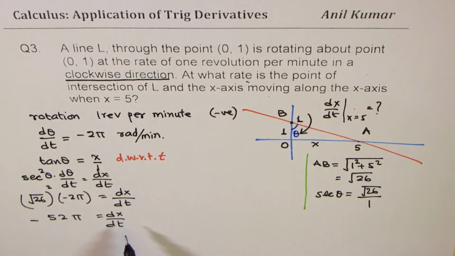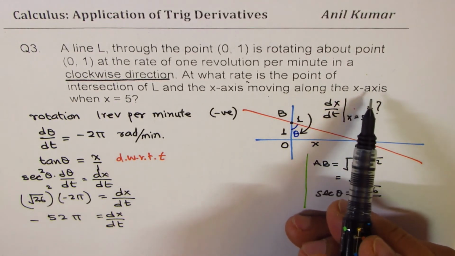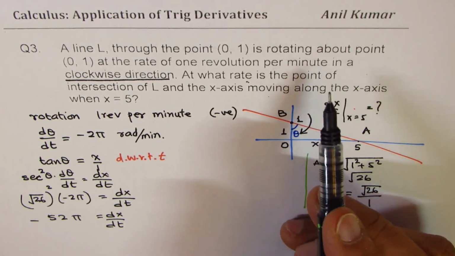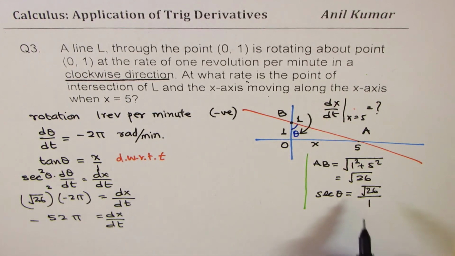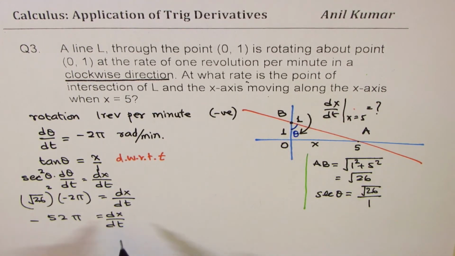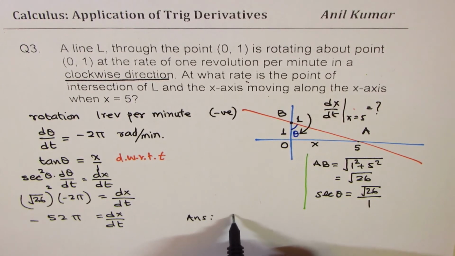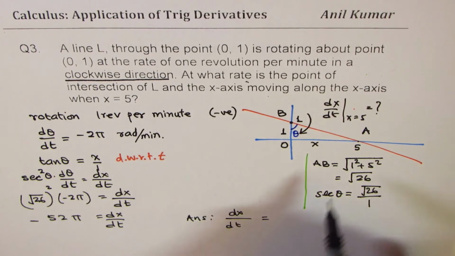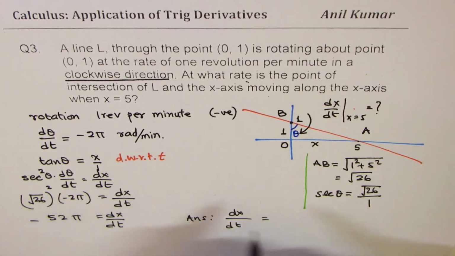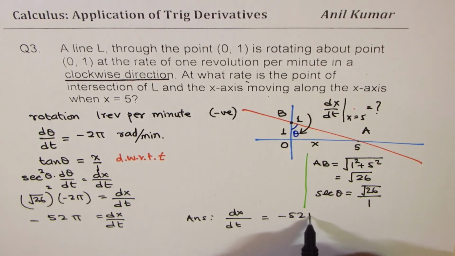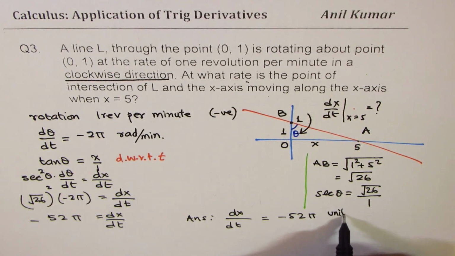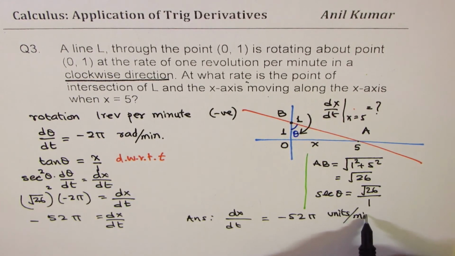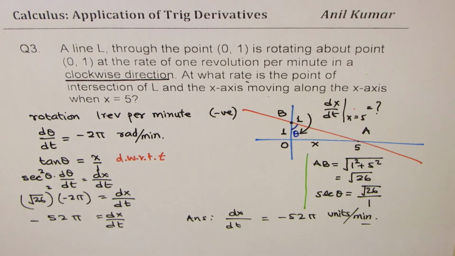The units: we are not given any units along the x-axis, so whatever units per minute. So we get our answer, which is the rate of change at this instance of time. It is decreasing, right? That negative means decreasing. Minus 52 pi units per minute. So that is how we are going to solve it.